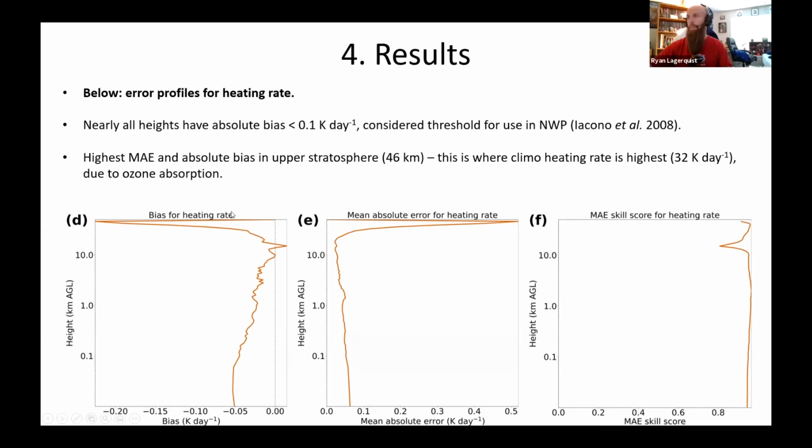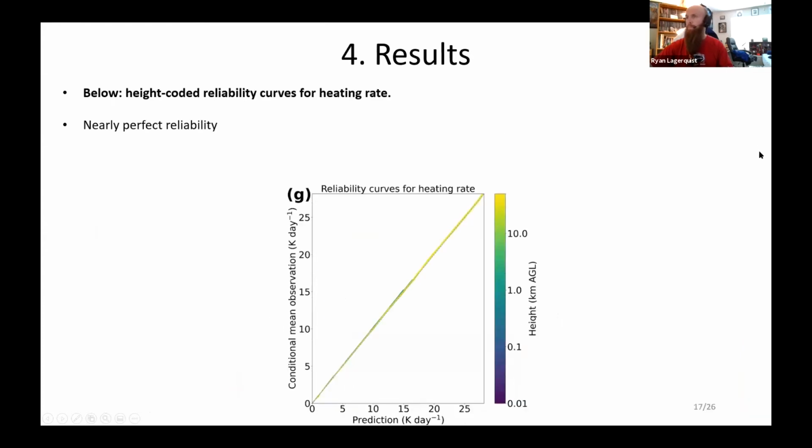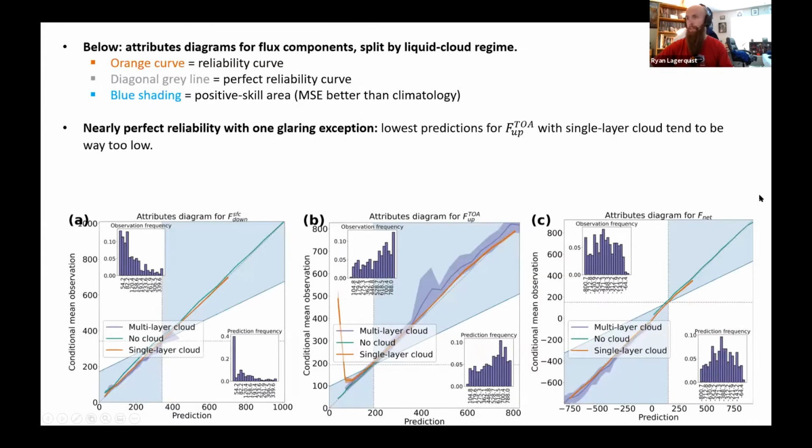The only exception is in the upper stratosphere at 46 kilometers above ground, where the climatological heating rate is highest out of all the heights due to ozone absorption. Here, the absolute bias is a little bit greater than 0.1 kelvins per day. And here I'm showing height-coded reliability curves for the heating rate, and you'll notice that at every single height, the reliability is nearly perfect, even on the testing data, which come from tropical sites, which weren't used in the training or validation.